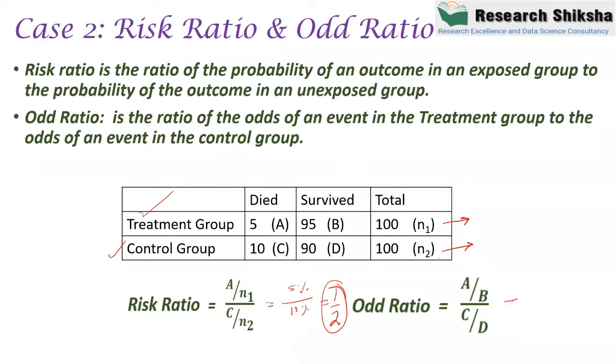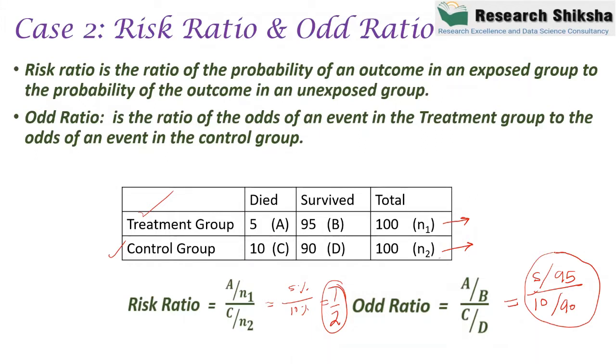Similarly, the odds ratio is calculated by how many died divided by how many did not die. So the number of persons who died upon survived in the treatment group, and the number of persons who died upon survived in the control group. This ratio is known as the odds ratio, right? I hope you now have clarity on how to calculate the risk ratio and the odds ratio. And in medical science or in experimental design, it is very common.